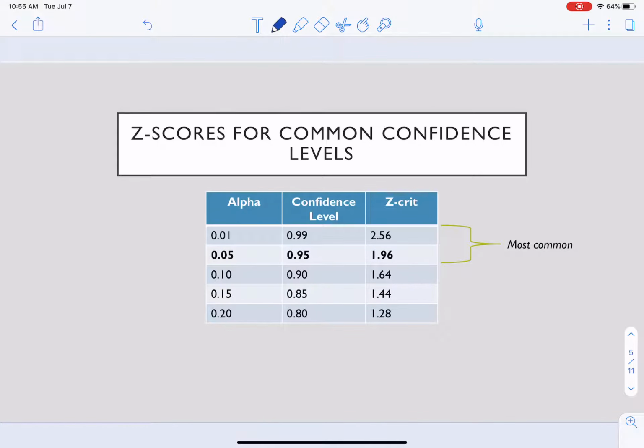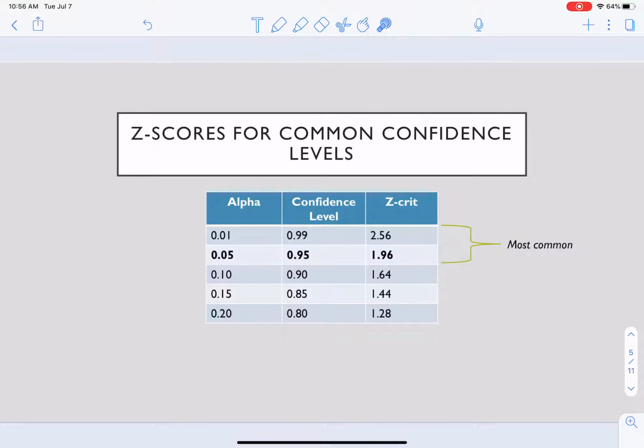Okay, here's the table for the z-scores, for that z-crit. The one I've highlighted here is the most common. Alpha is just a convention, that it's always 0.05. Well, it's not always 0.05, but it's very frequently 0.05. That means our confidence level is 95%, so we're going to be making a 95% confidence interval.